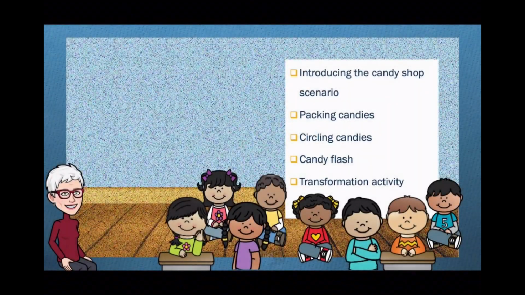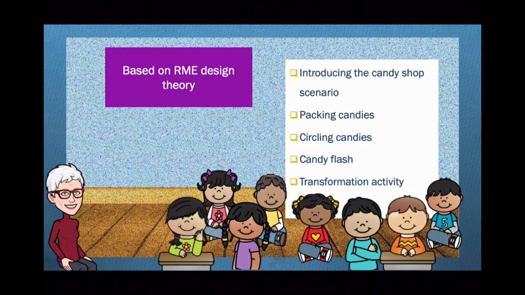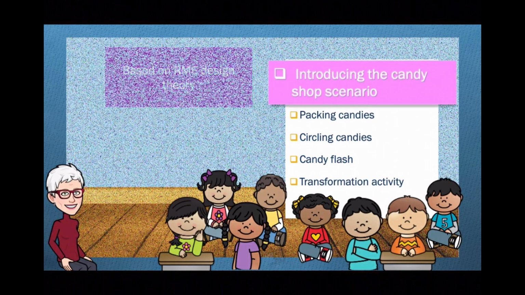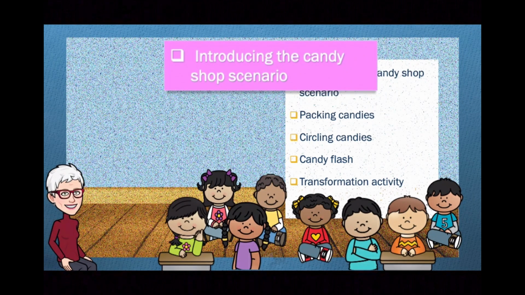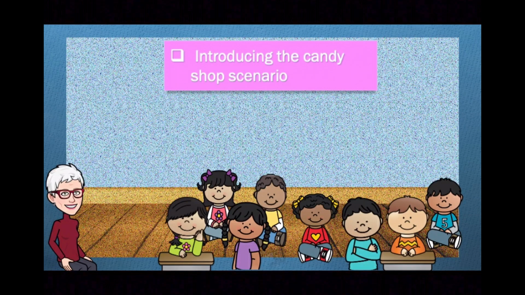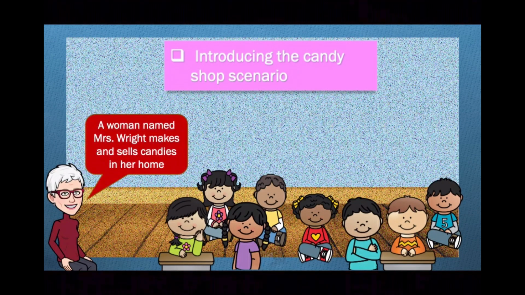This coordinating units instructional sequence is based on what is called realistic mathematics education instructional design theory. Accordingly, it starts with a scenario that children can use as the basis for personally meaningful activity. Now here I'm going to describe one way to introduce the scenario. A woman named Mrs. Wright makes and sells candies in her home.